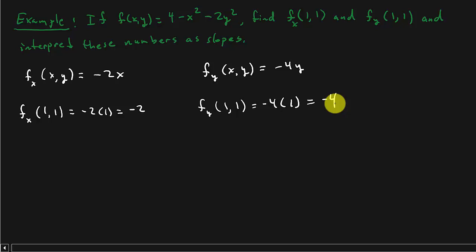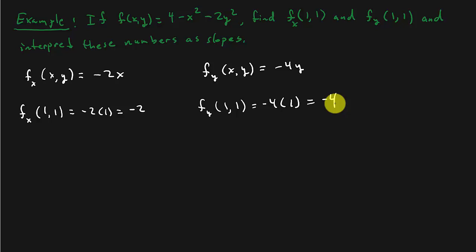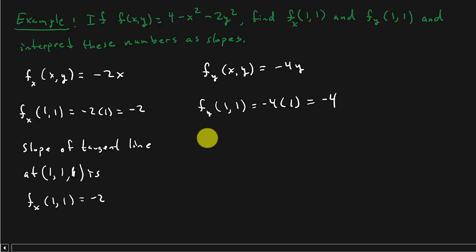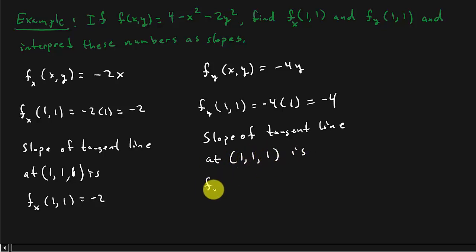All right. So what do we have here? This tells us that the slope of the tangent line at 1, 1, 1 is negative 2. And this tells us the slope of the tangent line at 1, 1, 1 is negative 4.